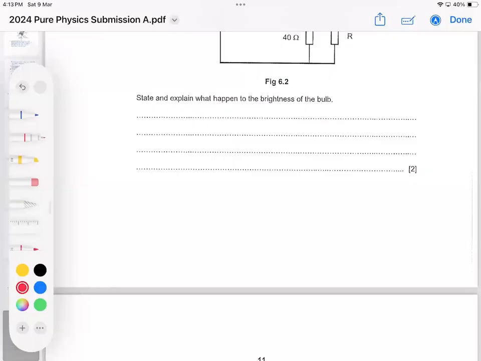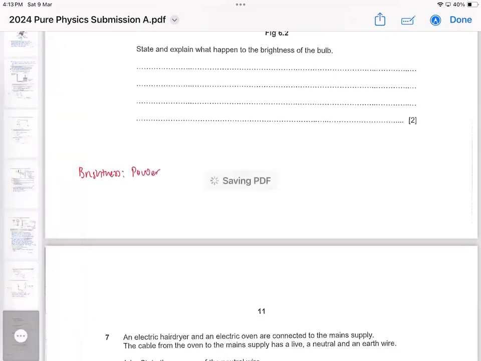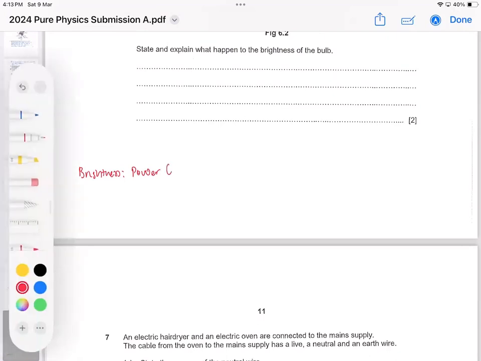An easy explanation for brightness. Schools sometimes will say voltage increase, brightness increase, or current. To be very safe, the safest way for you to gauge the brightness of the lamp is power, because power is defined as joule per second. So for the same period of time, if you have larger power, that means you are generating more light.